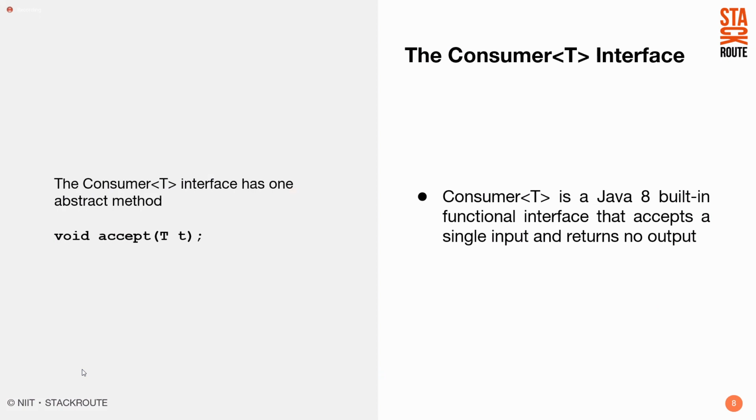Let's get into the first interface: Consumer. It's simple. Consumer and supplier are the most simple interfaces among all the four. So in general, what is meant by the term consumer?